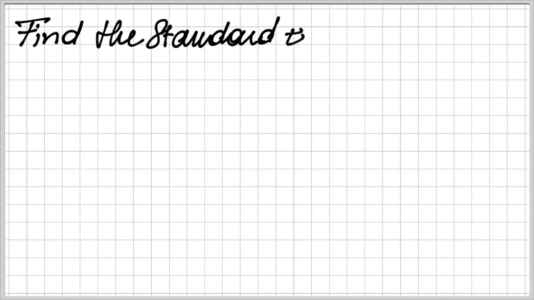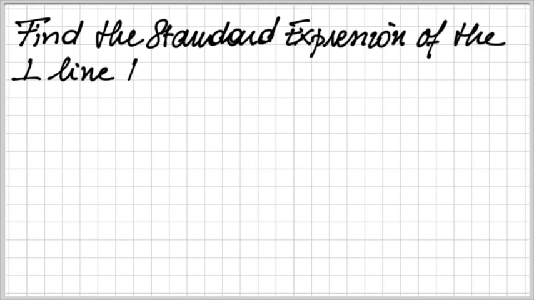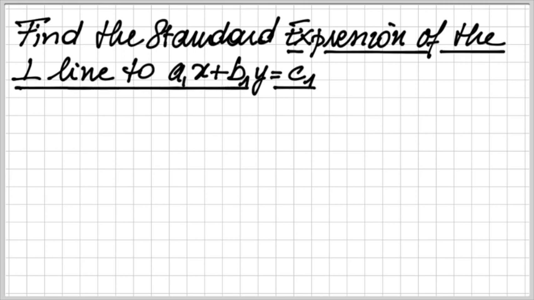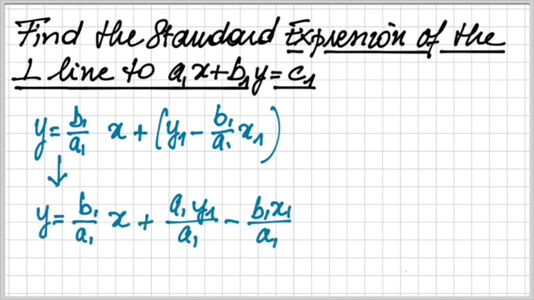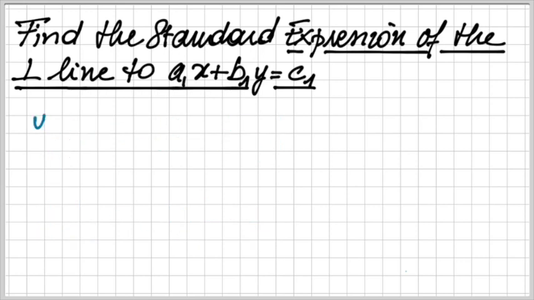Now we have to find the standard expression of the perpendicular line to a1x plus b1y is equal to c1. So we have the expression of the perpendicular line, which is y is equal to b1 divided by a1 times x, plus the y-intercept y1 minus b1 divided by a1 times x1. We put both parts on the same denominator, and we see that we have the same denominator everywhere.